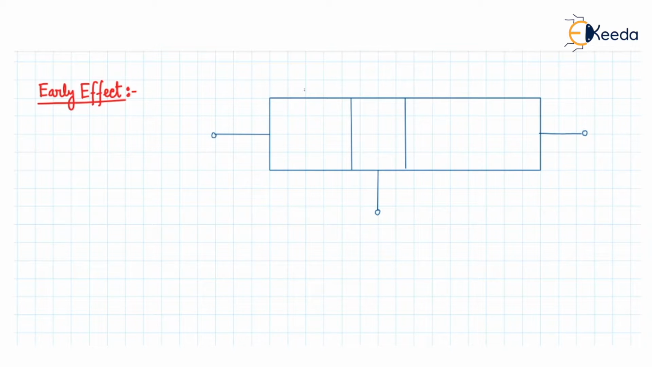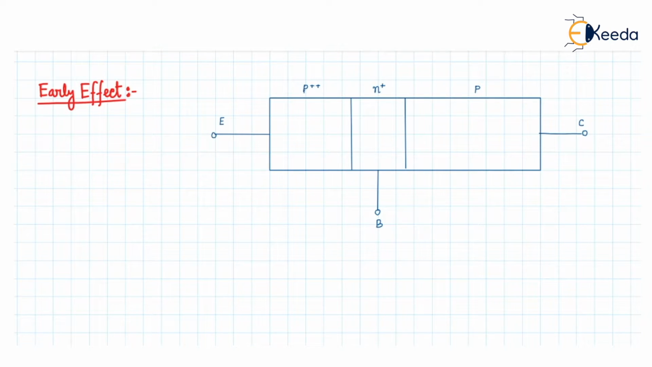We know that a PNP transistor will have the emitter region P plus, the base region will be N, and the collector region will be P. So we can say this is the emitter terminal, this is the collector terminal, and this is the base terminal.